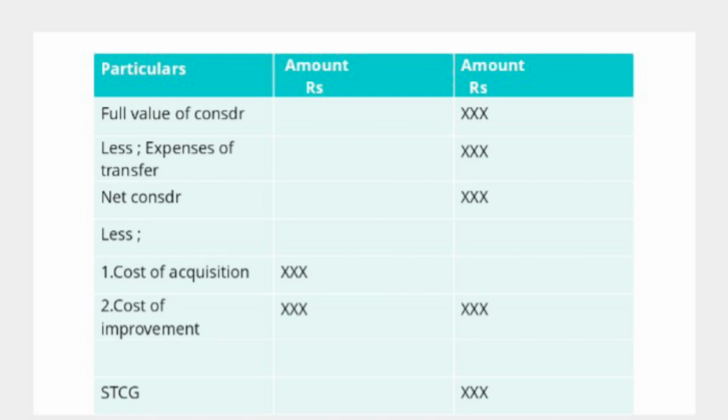So the improvement in the house, you had a cost of rupees 50,000. So this cost of acquisition amount and cost of improvement you deduct, and you will get one answer. And from that net consideration, you need to subtract, and you will get the short term capital gain.